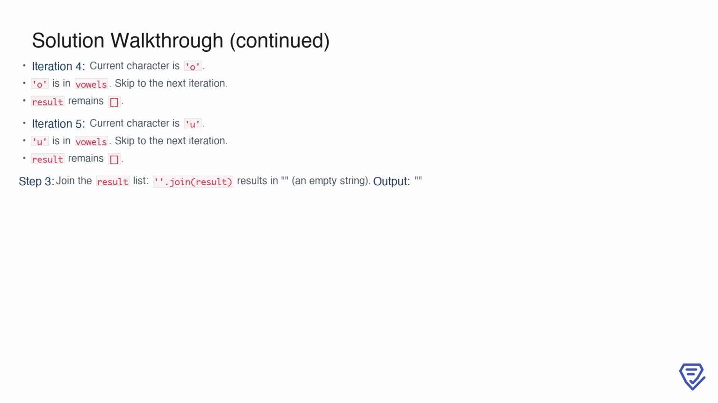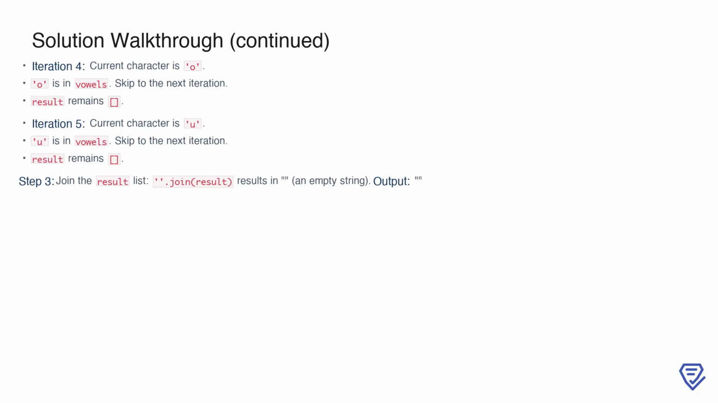Continuing with the string AEIOU, we proceed to the fourth iteration where the current character is O. Since O is a vowel, we skip it and move to the next character, leaving the result list empty. Finally, in the fifth iteration, the character is U. As U is also a vowel, we skip it as well.